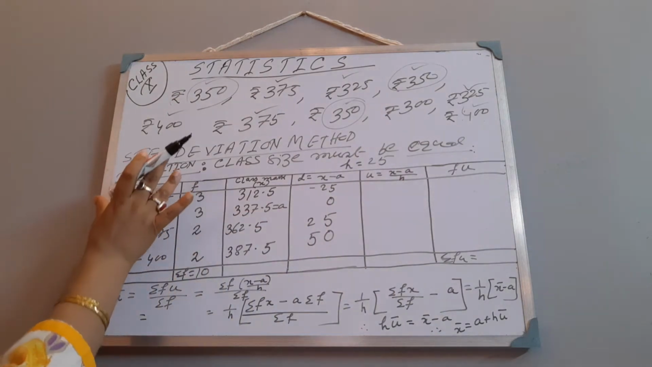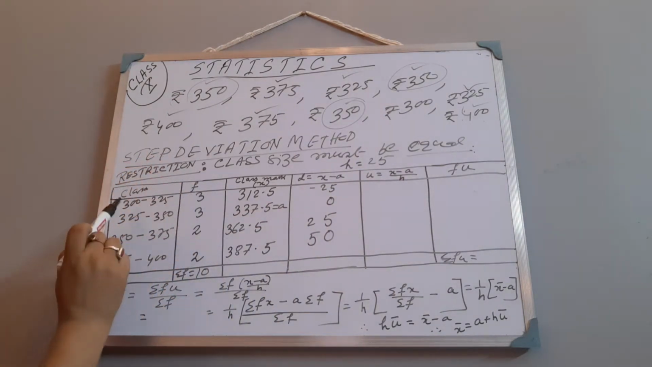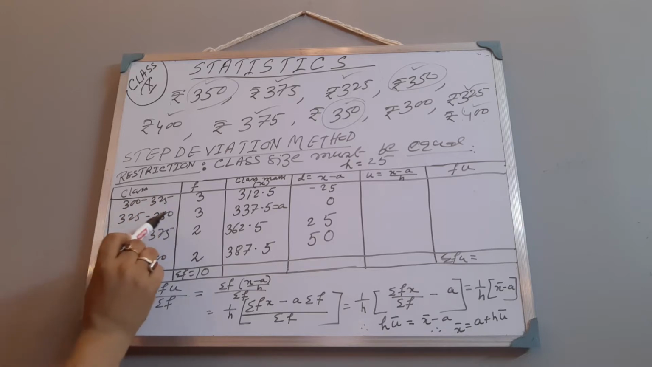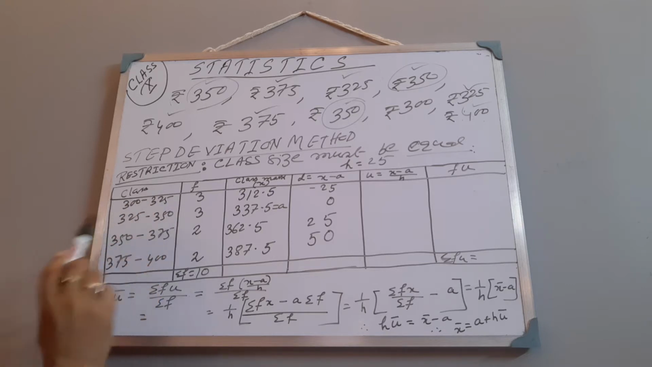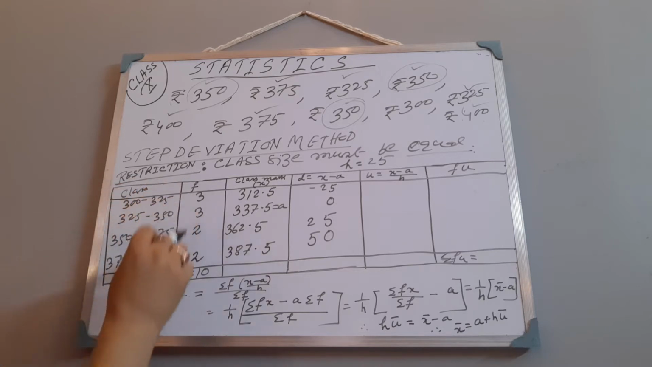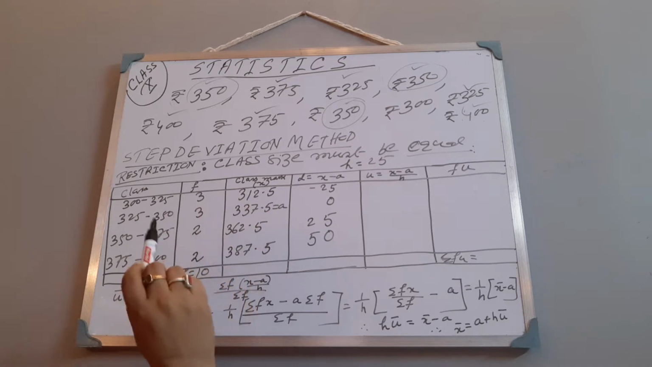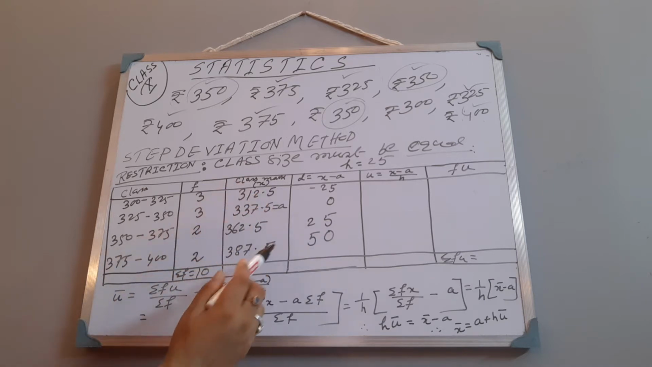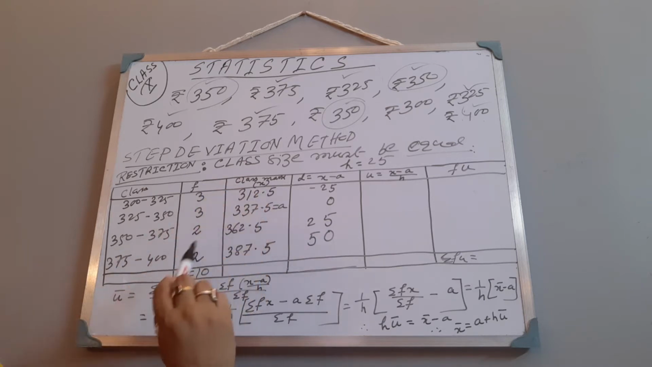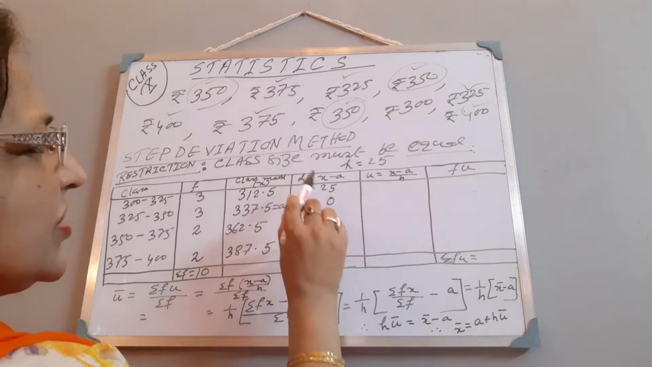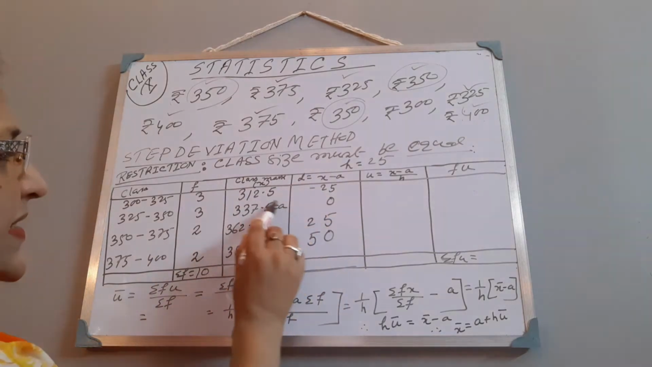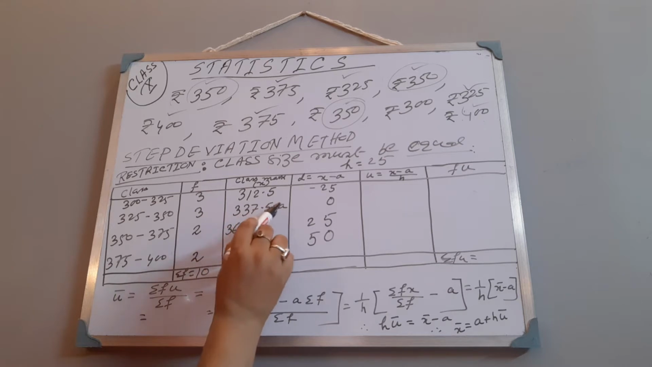So this part we have already done in deviation: 300 to 325, 325 to 350, 350 to 375, 375 to 400. Frequencies we already know, and the class marks we have already calculated. D, the deviation, is x minus a, where we have taken the assumed number a as 337.5.